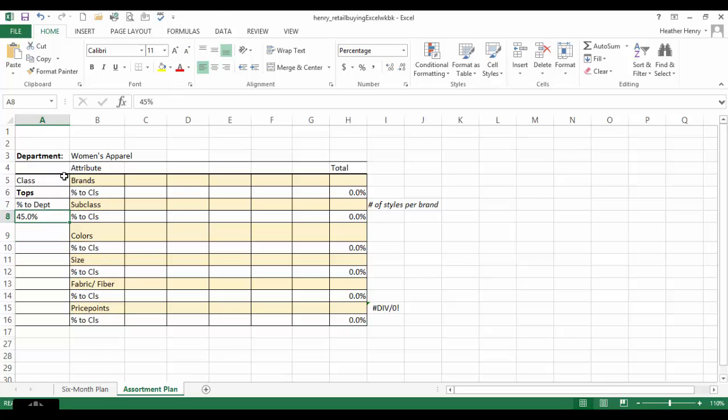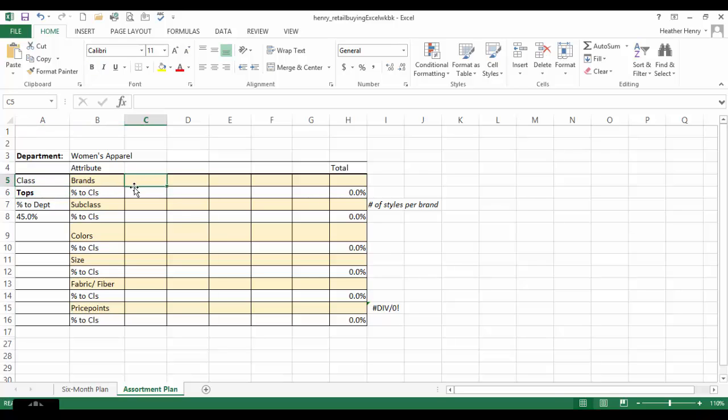So I walked into Tilly's store, I started looking at the women's apparel. Within the women's apparel, I put a lot of focus and emphasis on the tops, where I noticed it was about 45% of the total inventory on the floor within the women's apparel department.